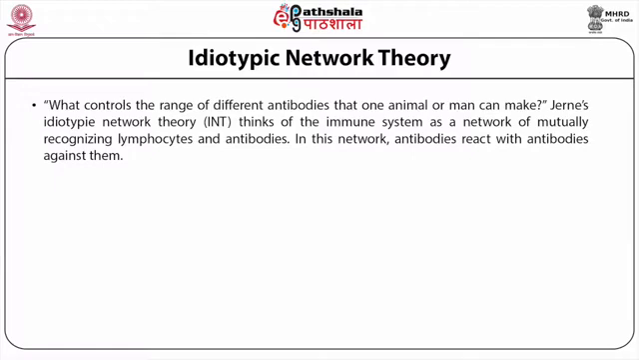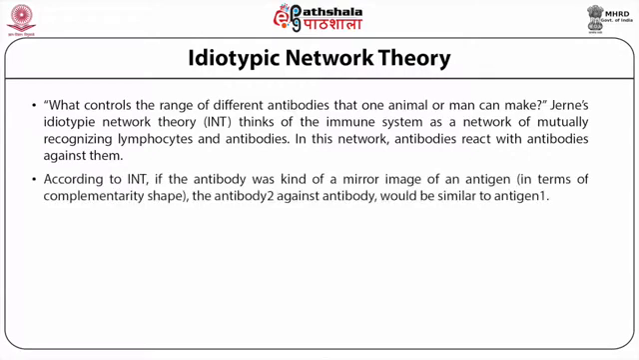Jerne's idiotypic network theory thinks of the immune system as a network of mutually recognizing lymphocytes and antibodies. In this network, antibodies react with antibodies against them. Jerne basically thought that clonal selection theory thinks of a lymphocyte becoming competent upon exposure to the antigen. Jerne's view was that the immune system functions independent of a foreign antigen.